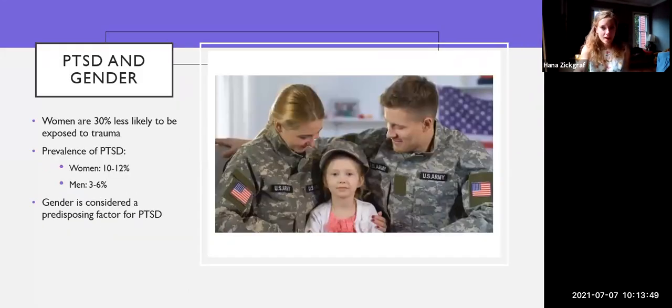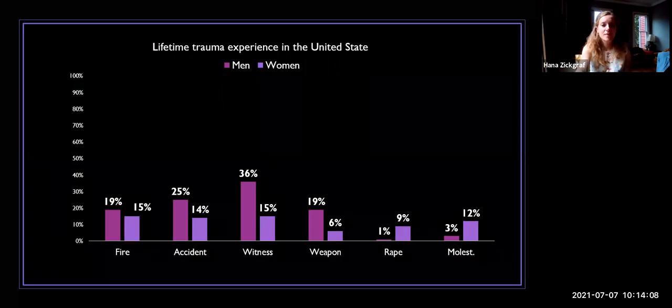So I haven't touched on this yet, and I didn't list it as a predisposing factor, but women are more likely to develop PTSD than men, even though women are less likely to be exposed to an index trauma. So some people do consider gender to be another predisposing factor for PTSD. However, I want to raise 2 points that kind of go against that.